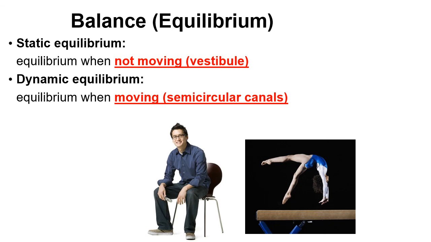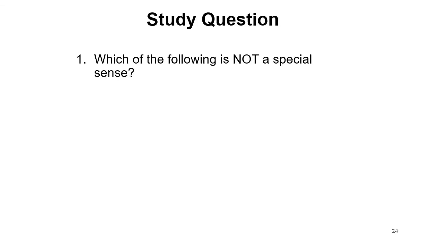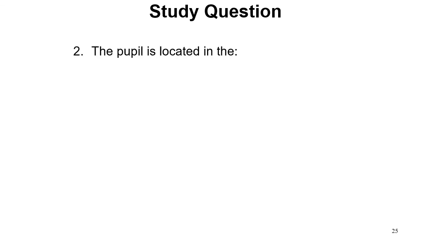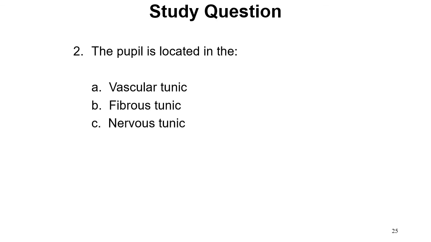So that is the end of the information for the senses. Let's see what our study questions look like. Which of the following is not a special sense? Taste, touch, sight, smell. Letter B, touch. Number 2, the pupil is located in the vascular tunic, fibrous tunic, nervous tunic. A, vascular tunic.